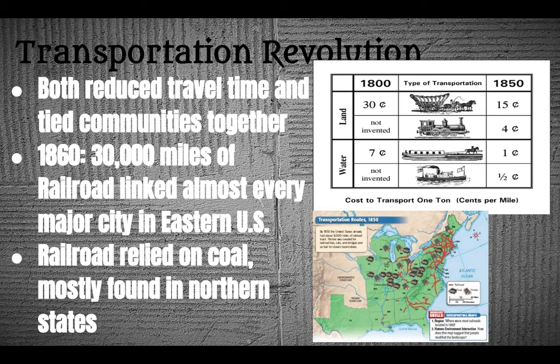What's great about having a train is it's something that you can move up and down mountains, around curves, over rivers. They can be built very fast, and you can use very cheap materials to build the railroad tracks. And so by 1860, which is right before the Civil War, there's about 30,000 miles of railroads linking almost every major city in the U.S.